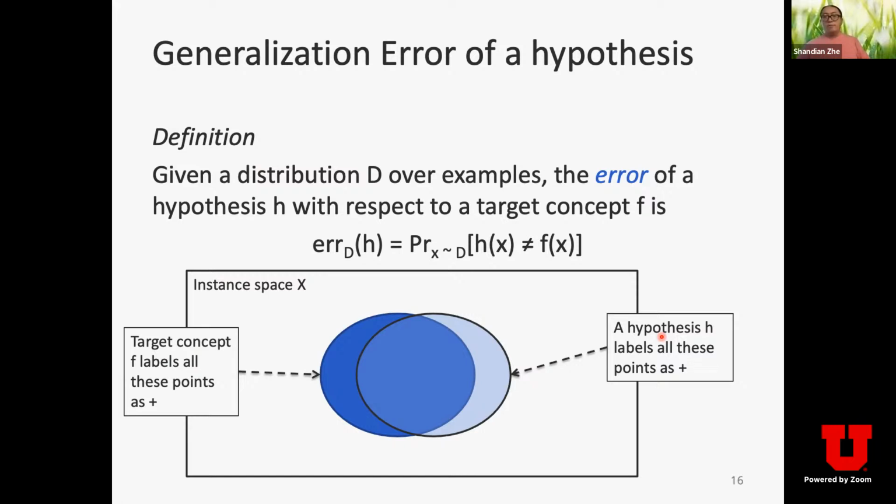So the error comes from here and here, where the labels made by F and labels made by H disagree. So the generalization error actually is the area of those disagreement regions. Remember, you have a distribution and probability density over examples on these two regions, so you're going to integrate over those two regions to get your area. Does it make sense? This is the meaning of the generalization error.